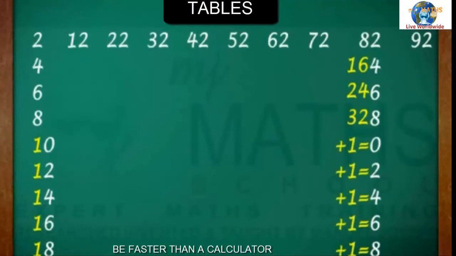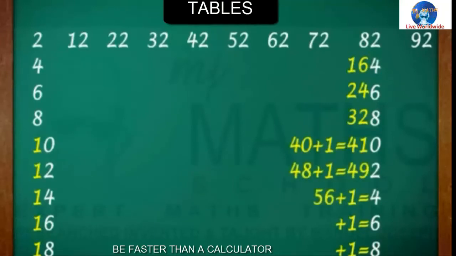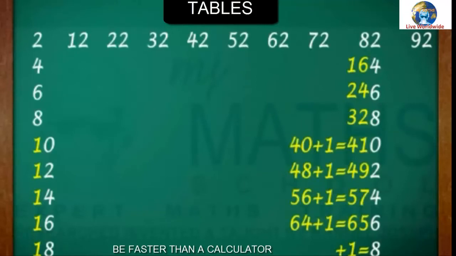Now, when doing an 8 table, 8 multiplied by 5 is equal to 40. But there is 1 that is carried, so the 1 will be added and it becomes 41. Similarly, 48 plus 1 is equal to 49. 56 plus 1 is equal to 57. 64 plus 1 is equal to 65. 72 plus 1 is equal to 73.